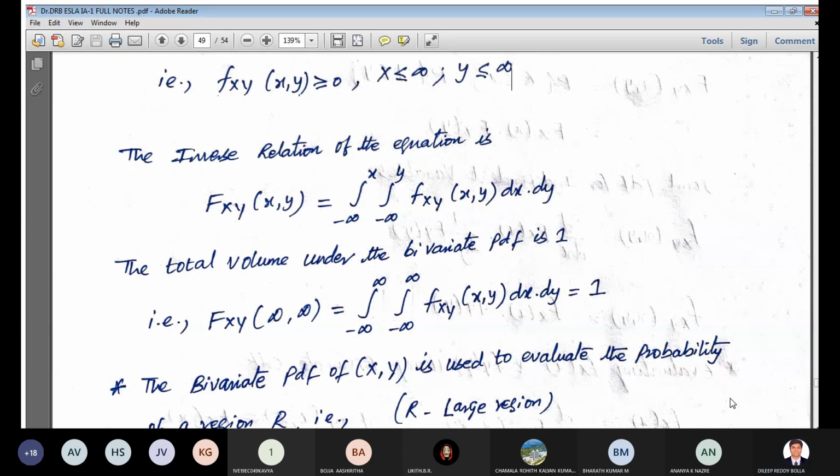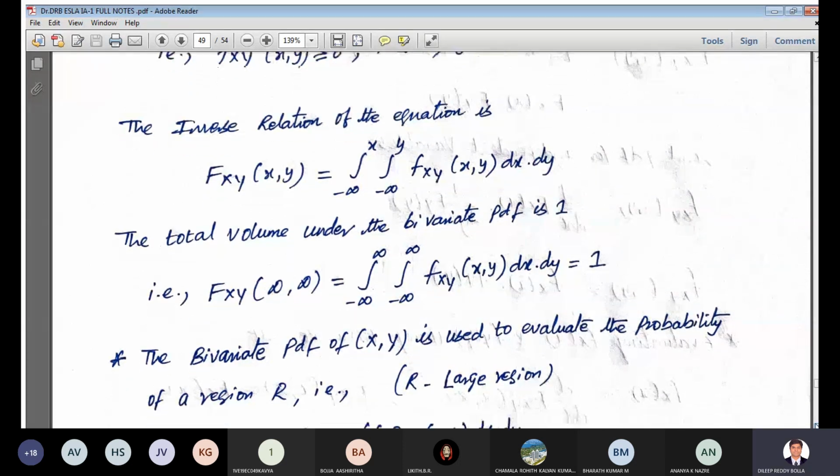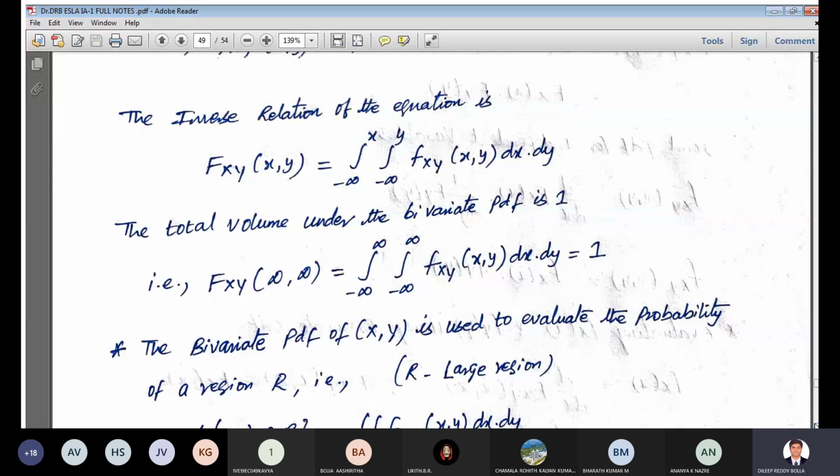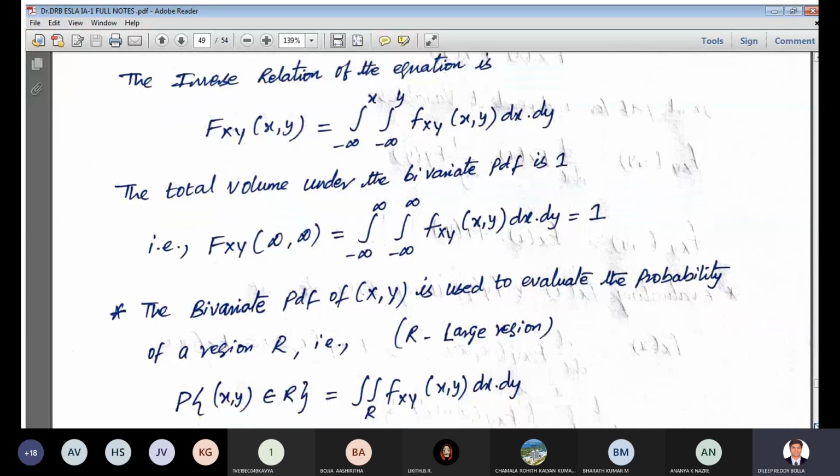Okay, and why is this bivariate PDF useful for us? It is used to evaluate the probability of a region. Let us say you give a confined region on the axis or on the graph, a two-dimensional thing. You can find the corresponding region. What does that region mean here?